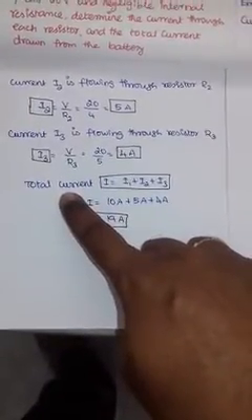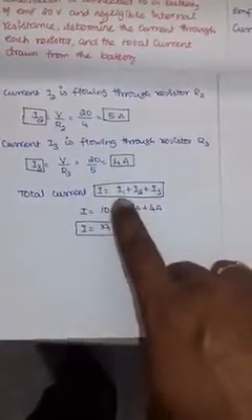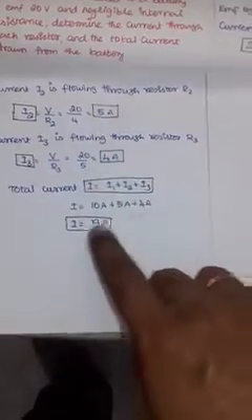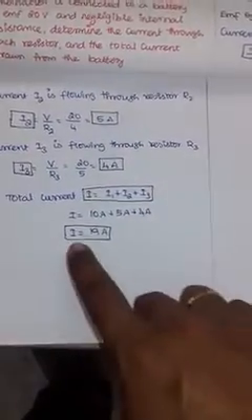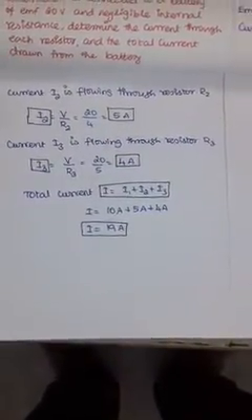At last, what are they asking? The total current. Total current I is equal to I1 plus I2 plus I3. We found I1 is 10 ampere, I2 is 5 ampere, I3 is 4 ampere. If we add them altogether, that will give I equal to 19 ampere. So this is the total current flowing in that circuit. I hope you understand well.